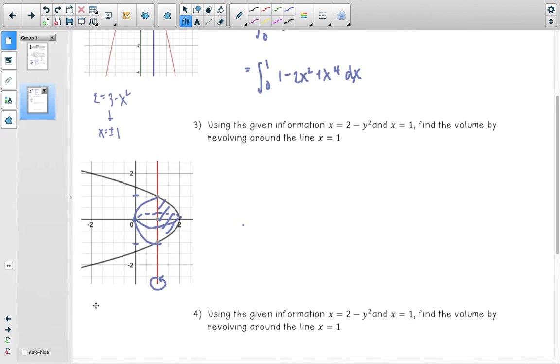And so if you wanted to calculate it, you would take 2 minus y squared and set it equal to 1, because that's where it's intersecting, and you would solve for that, and it would get you y equals plus or minus 1, which we can clearly see there and there. So the question is, how do you find the volume?